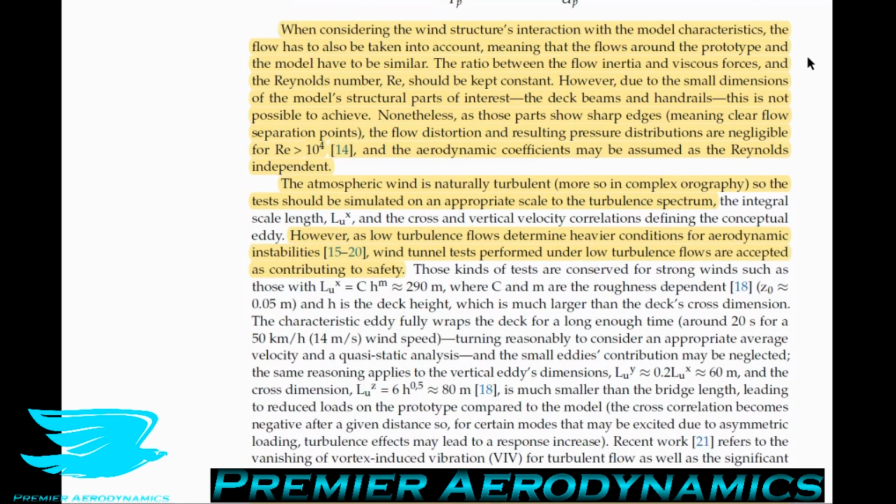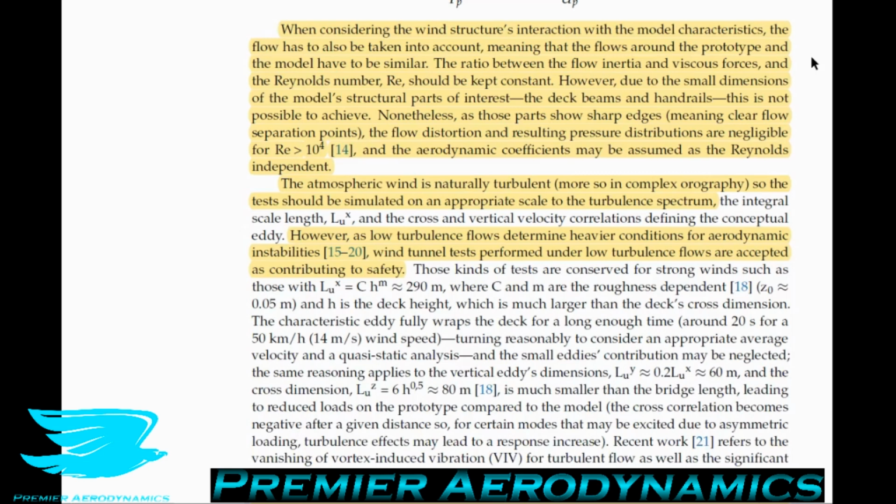So the atmospheric wind is naturally turbulent, so more complex even in orography. So the test should be simulated on the appropriate scale to the turbulence spectrum. However, as low turbulence flows determine heavier conditions for aerodynamic instabilities, wind tunnel tests performed under low turbulence flows are acceptable as contributing to the safety. So let's talk about this.